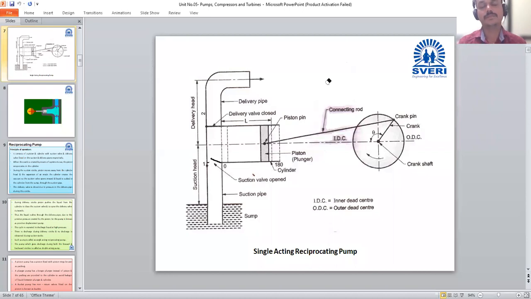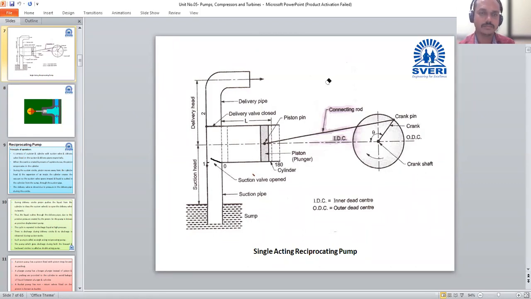So the next point is the double acting reciprocating pump. Why is there a necessity of designing such a double acting reciprocating pump? Because in a single acting reciprocating pump we get intermittent discharge, or we do not get continuous discharge. To avoid this, another pump is designed, that is the double acting reciprocating pump. The same design is there, but for every stroke, here we get discharge at one stroke.